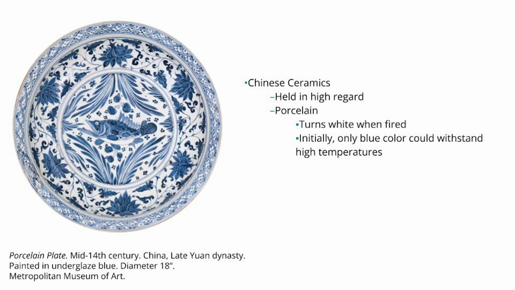and the reason that we see blue and white all the time is because initially only the blue color that they had could withstand the high temperatures of the kiln. They've developed other colors that can withstand the temperatures of the kiln since then, but at the time, blue was the only option that they had.